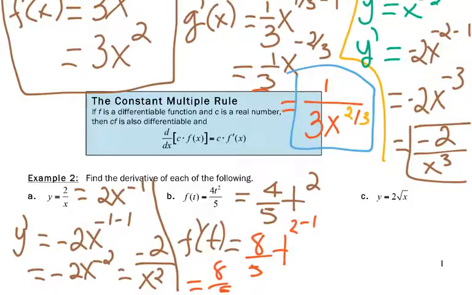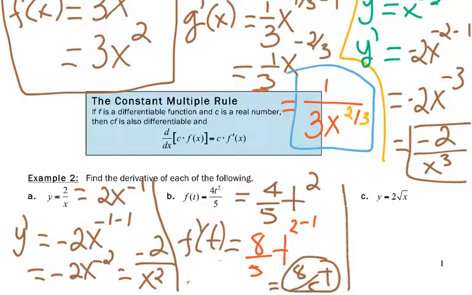Sorry. Let me write over here. So equal to 8 over 5 t to the first power. So that would be the slope of f of t for t squared over 5.